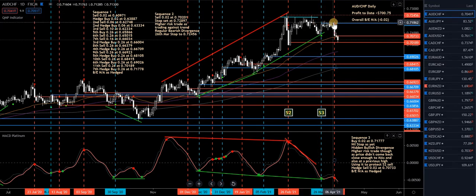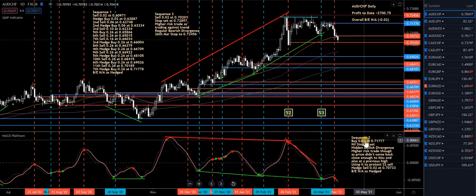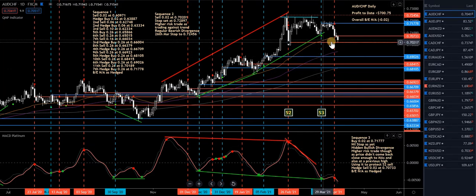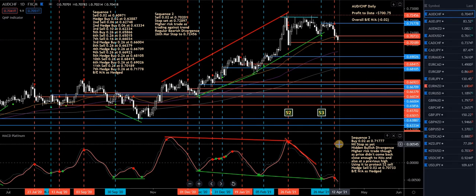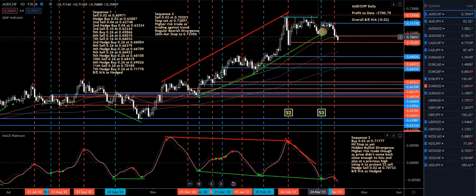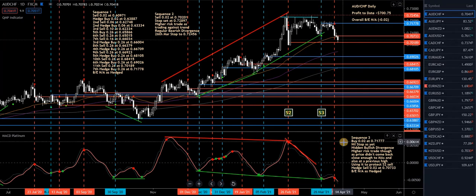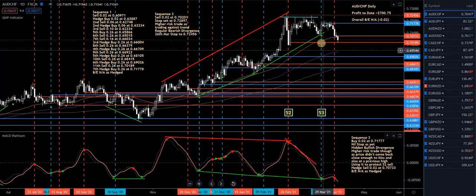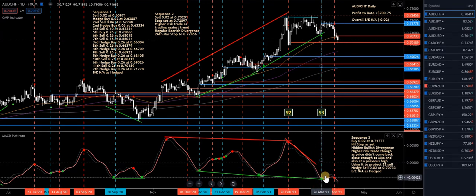As you can see, it went sideways for a few days, and suddenly it fell away, and I've taken a hedge sell trade there. So that's sequence 3. Now, the reason I took a hedge sell and didn't have a stop in place is because, with my hedging, I will hedge whenever I have my initial trades based on hidden divergence. So in this case, we've got higher lows on price and lower lows on the MACD Platinum. So it's hidden bullish divergence. So I'm happy that MACD Platinum is still below the 0 level. So I took a buy, hedge, sell.